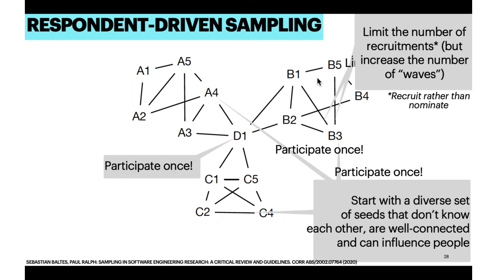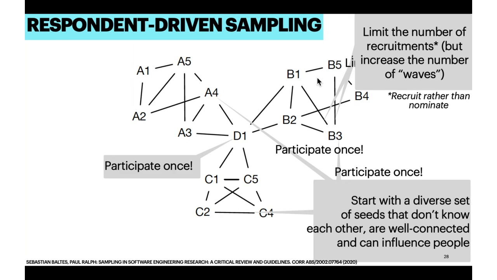We will start with a set of diverse initial participants. As I said, those participants should be representing different subpopulations, do not necessarily know each other, can influence peers, and so on. So for instance, if I would like to study how software engineering students perceive group projects in Dutch software engineering education, I will start by selecting one student from Delft, one student from Eindhoven, and one student from Twente. This could be one possible way of identifying seeds.